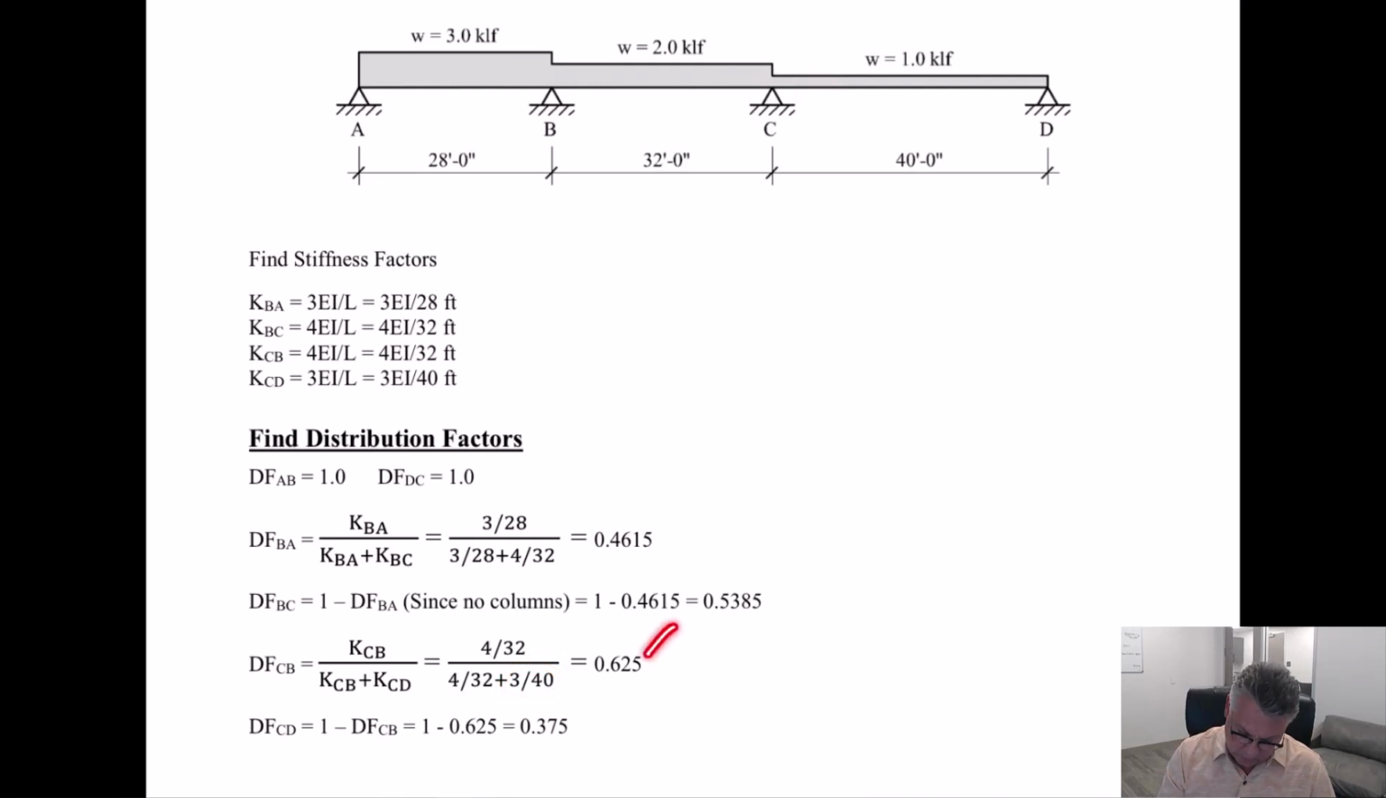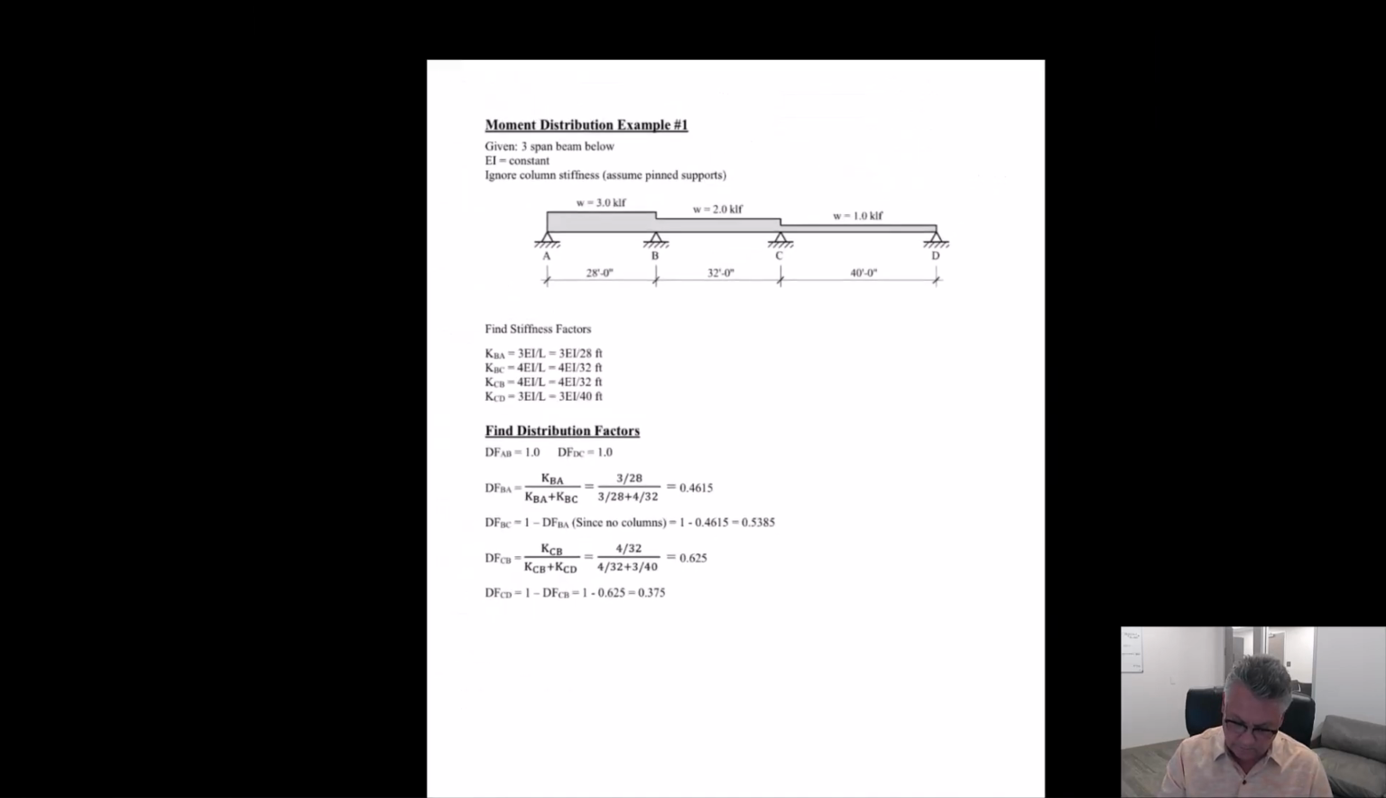So 62.5% of any unbalanced moment will go to this side, this beam segment, on the left side of joint C, and the remaining 37.5% will go to this side, this beam segment. So far, so good.